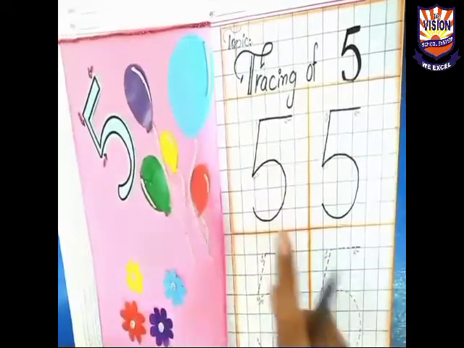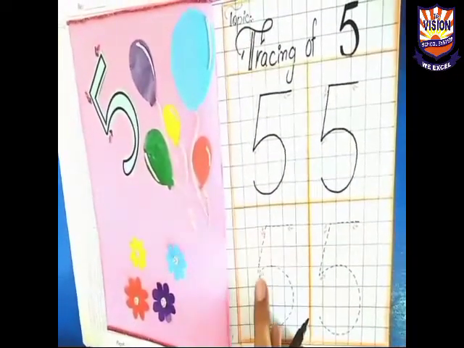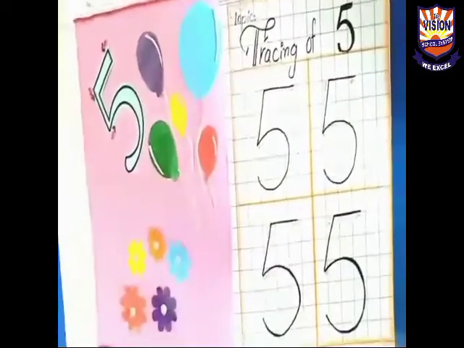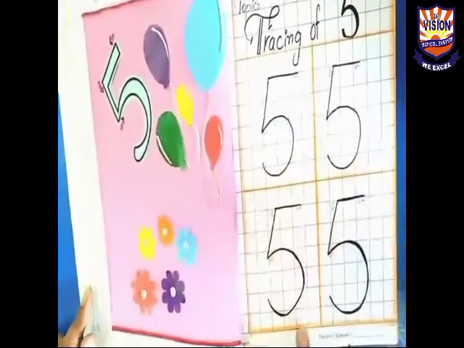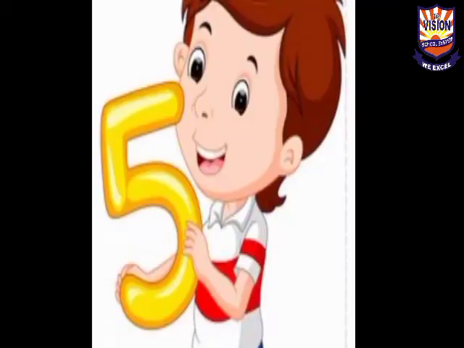As we have done number 5, same as for other number 5. Make one straight line, then come downside and make curve. Now you can see we have done number 5 by following the direction of arrows. So dear students, after following these guidelines, you will be able to trace or write number 5.